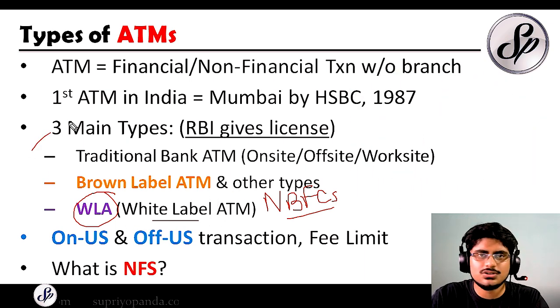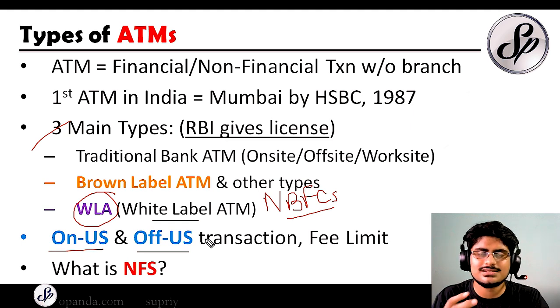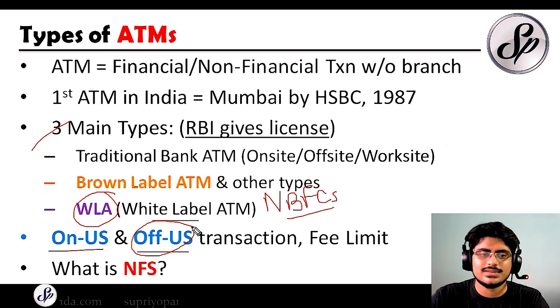So that's all about the types of ATMs, and now we have something called the on us and the off us transaction. So what is an on us transaction? On us means that whenever you as a customer of the bank go to the same bank's ATM and make some transactions, that is called on us. And off us means that, for example, you are an SBI customer and you go to an HDFC Bank ATM and you are making some transactions. So that is the off us transaction for SBI.